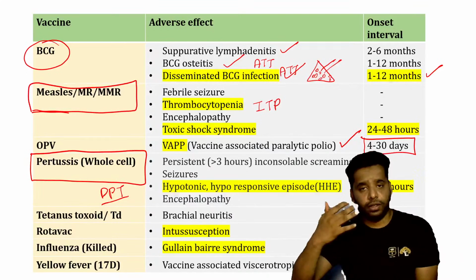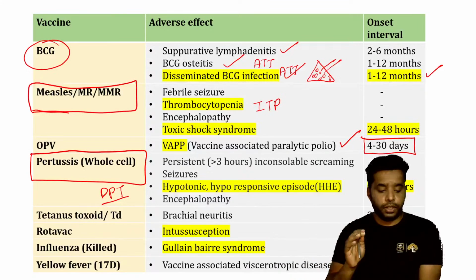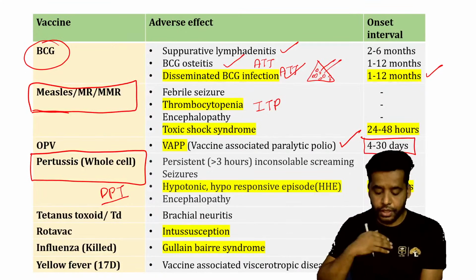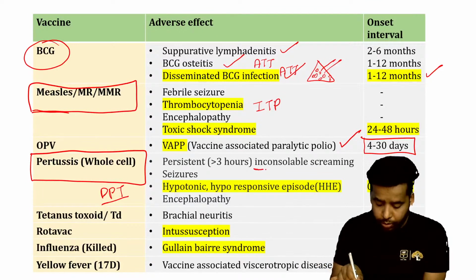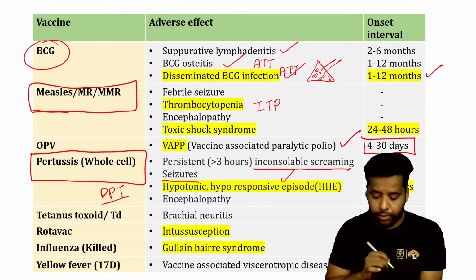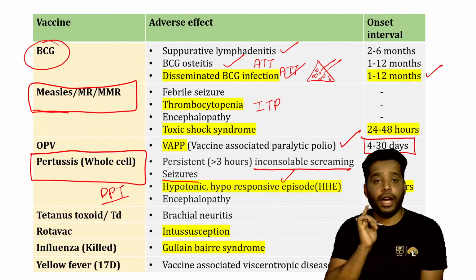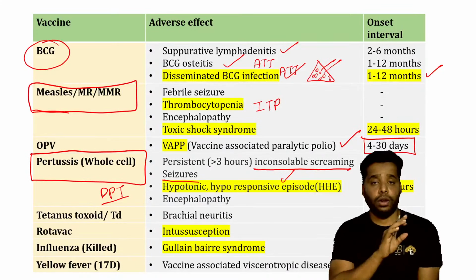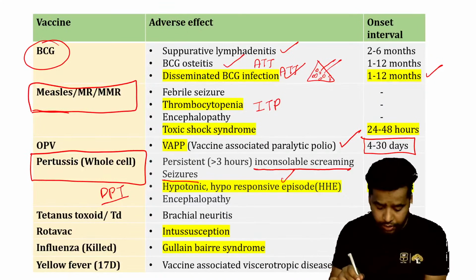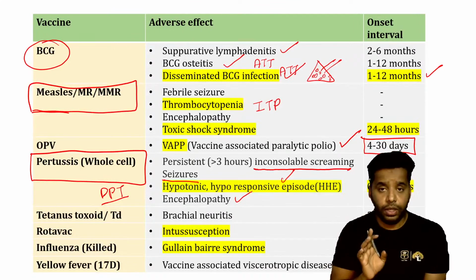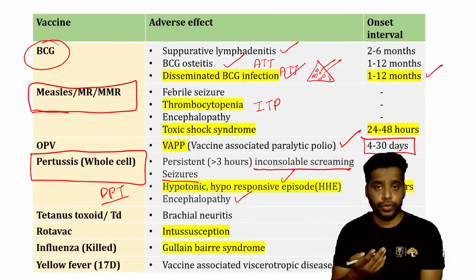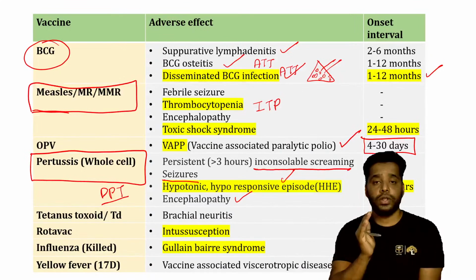Whole cell pertussis, which is a part of the DPT vaccine. Nowadays we are mainly using acellular pertussis, but whole cell pertussis is neurotoxic. It can cause inconsolable screaming, seizures, that is febrile seizures, and hypotonic hyporesponsive episode, highlight this. Hypotonic hyporesponsive episode is not a contraindication for future doses. Note this point. Encephalopathy, all these are side effects. The only contraindications for the pertussis component will be active seizures, active epilepsy, or even encephalopathy. These two things are contraindications.